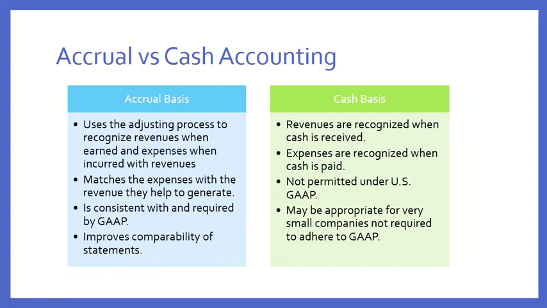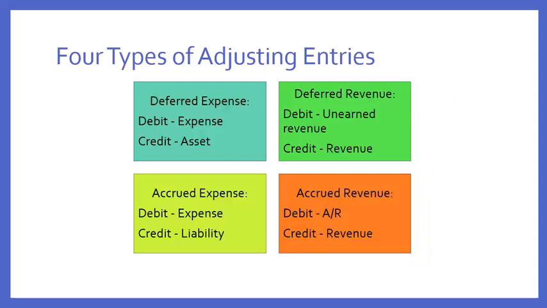Now, you may say, well, why would anyone want to use the cash basis? It's only going to be really small companies. And for really small companies, it may be okay. Those that are not publicly traded, maybe they're just owned by one person, it might make sense for them to use the cash basis. But all big corporations, publicly traded, have to use the accrual basis because they're required to adhere to U.S. GAAP.